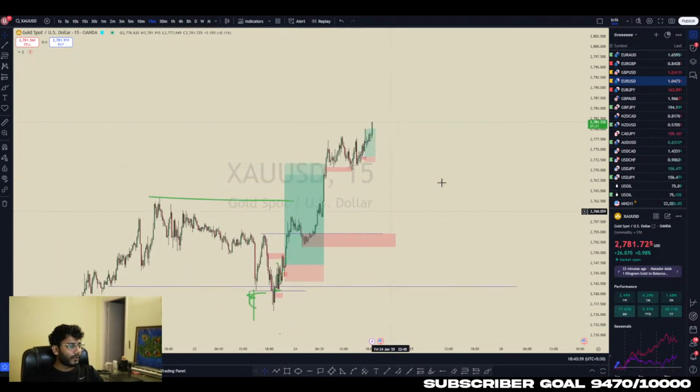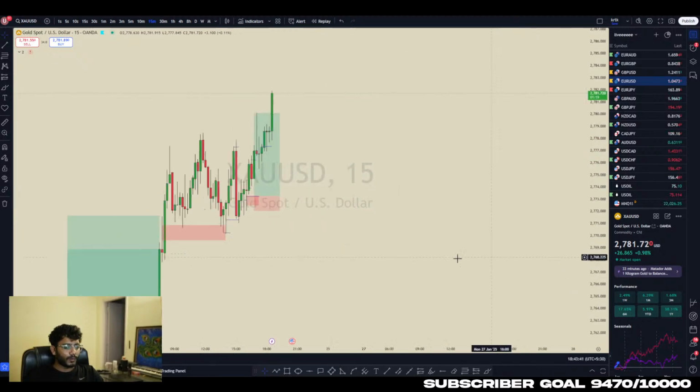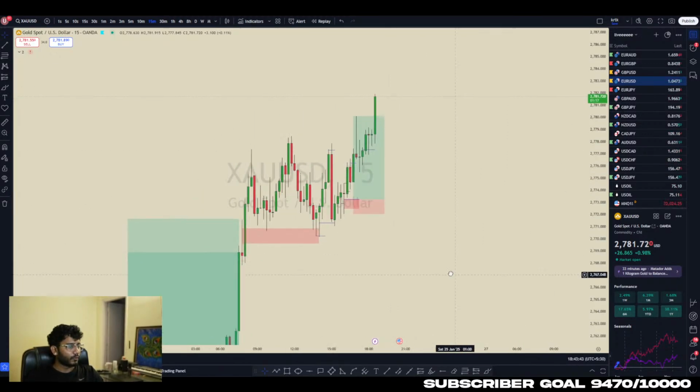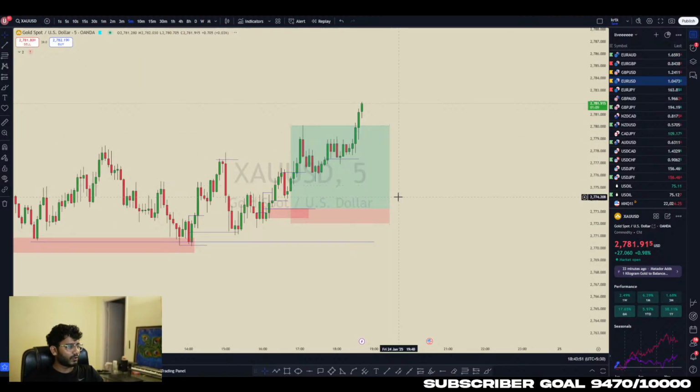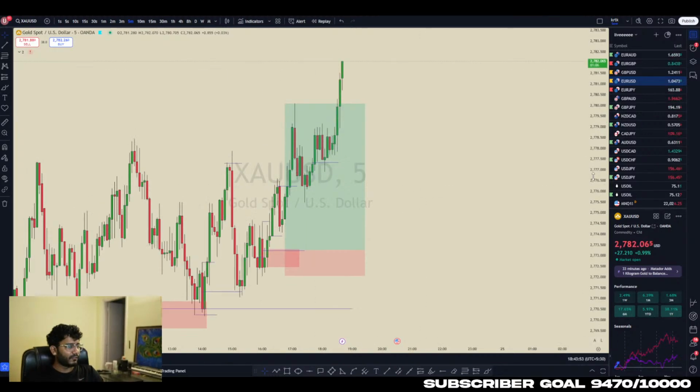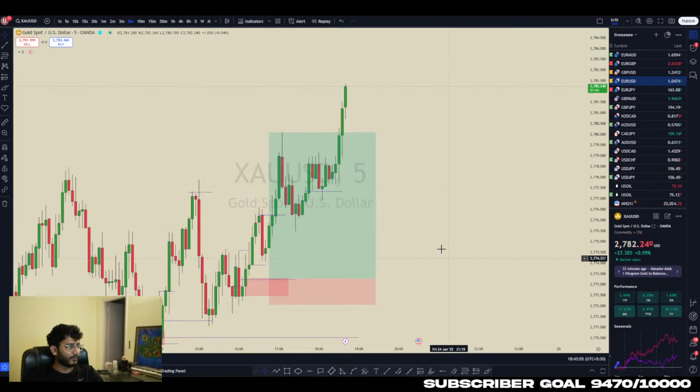Gold, as we can see, price is continuing to the upside. So I'm waiting for price to give us a pullback here. Right now, on 50 minute, we can see price has induced this low, and there is no imbalance left here. Price has broken the structure, so I'm waiting for price to give us a new entry.